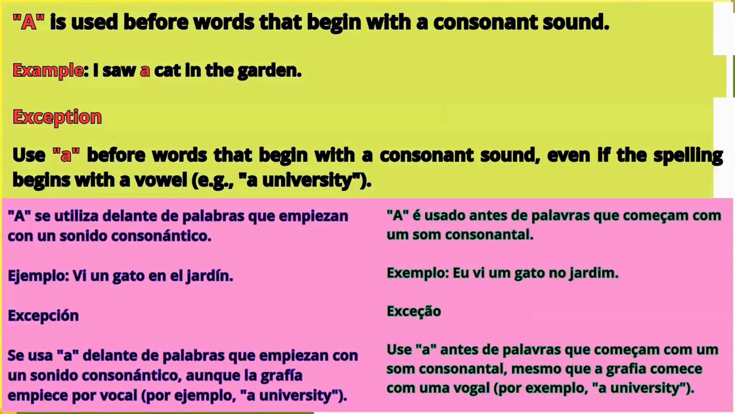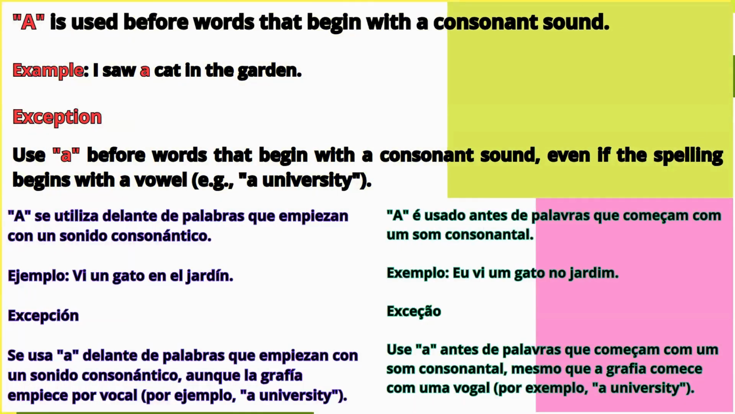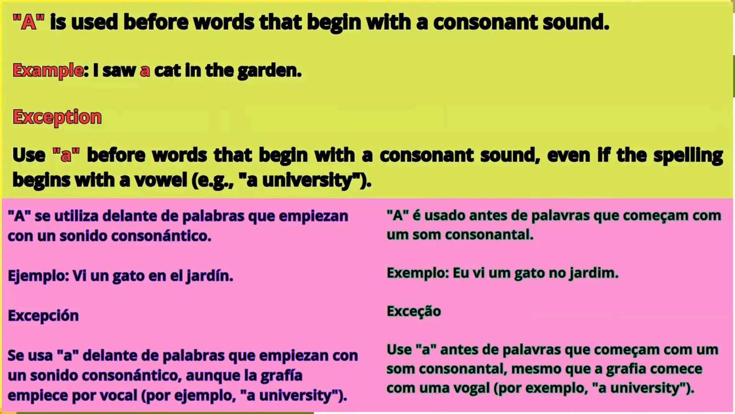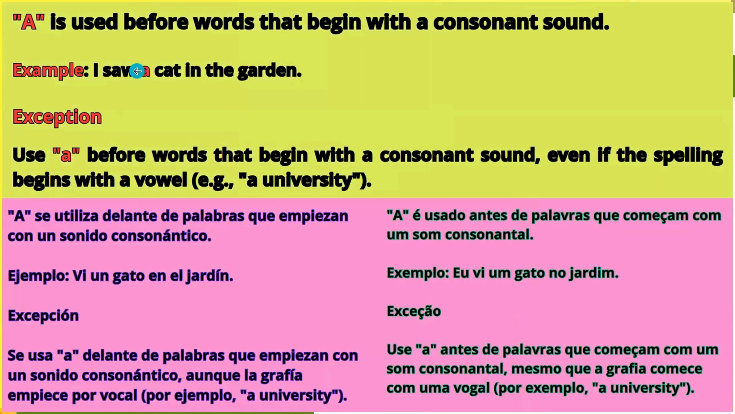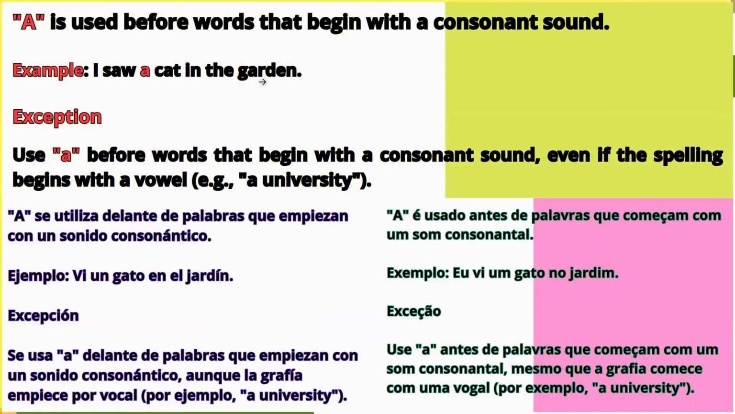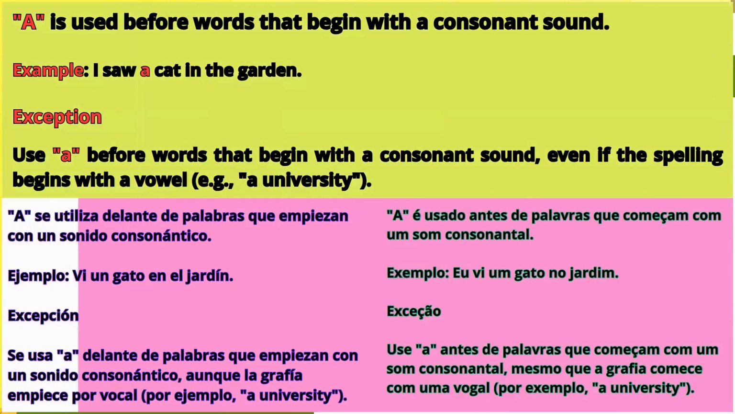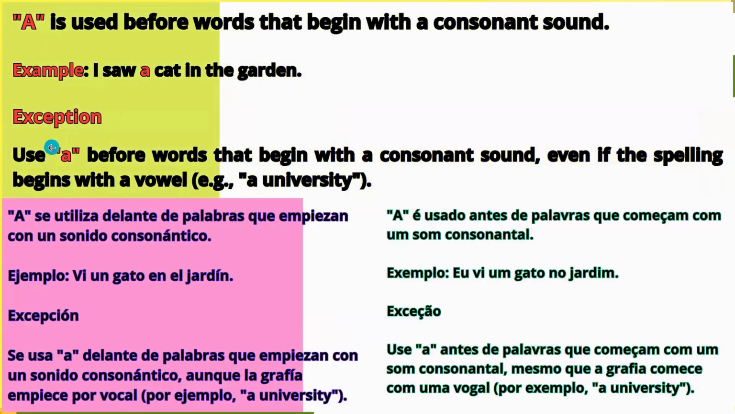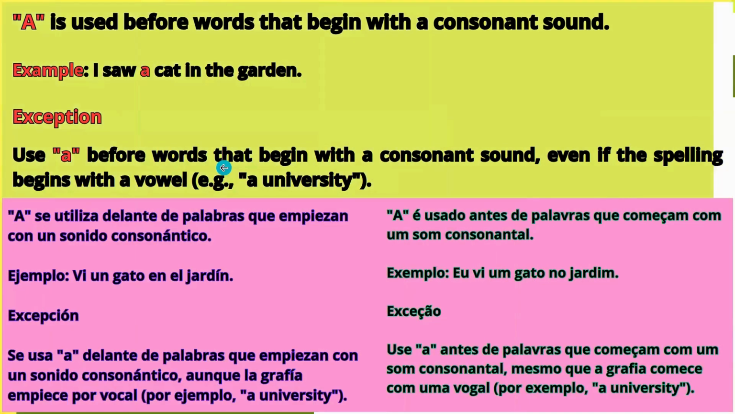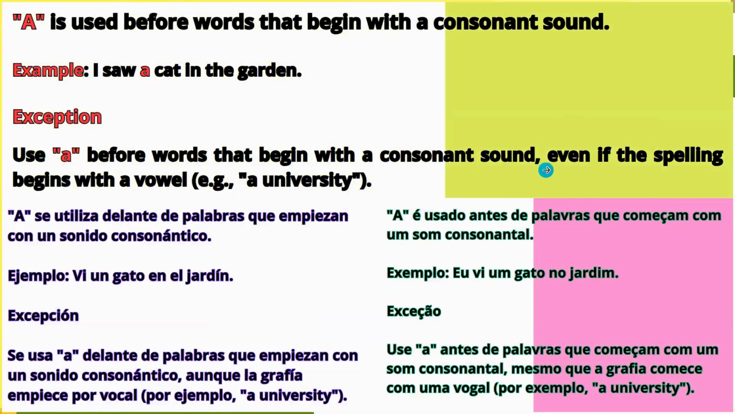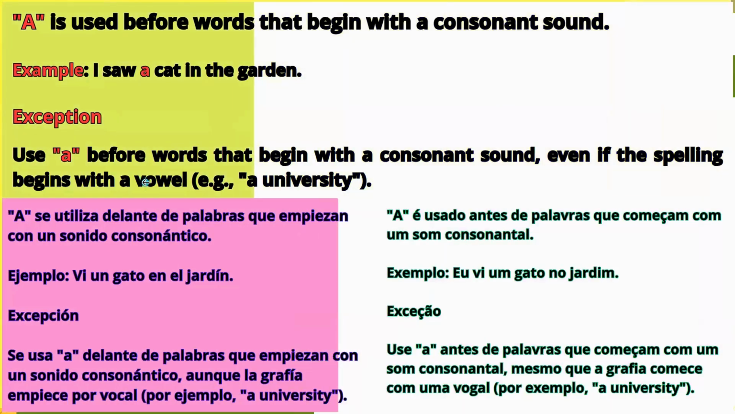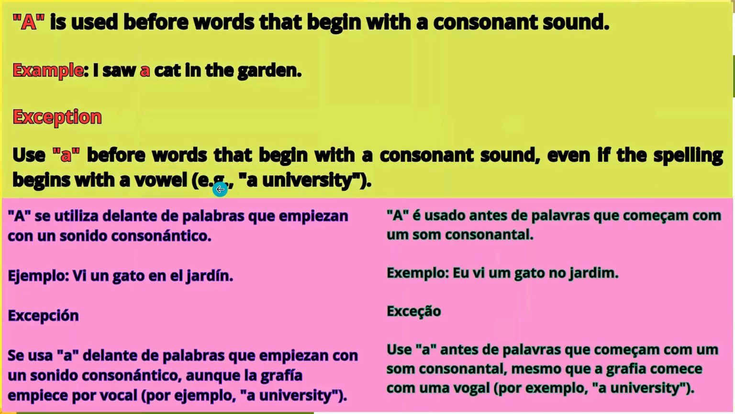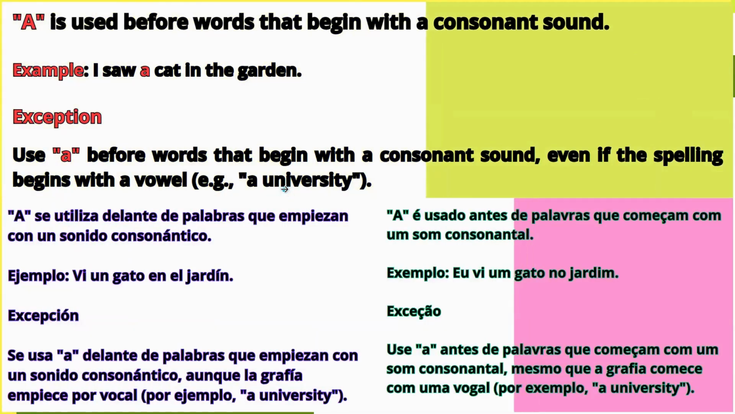Let's see first a, which is used before words that begin with a consonant sound. For example, I saw a cat in the garden. But there are some exceptions. Use a before words that begin with a consonant sound, even if the spelling begins with a vowel. For example, a university.